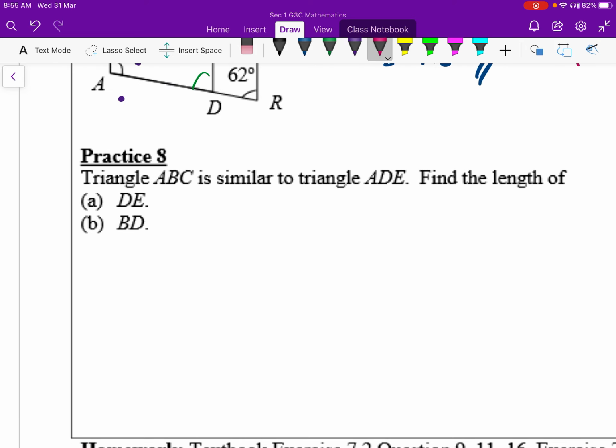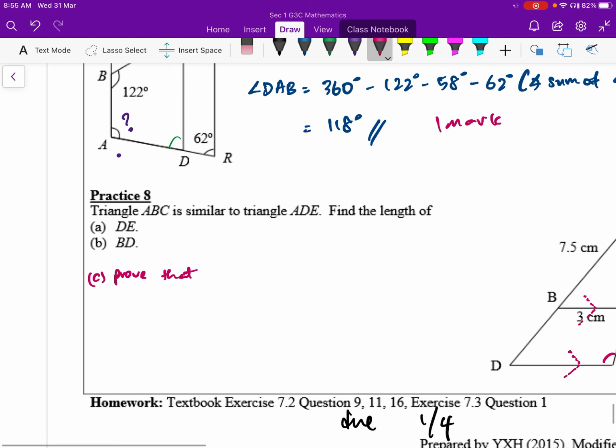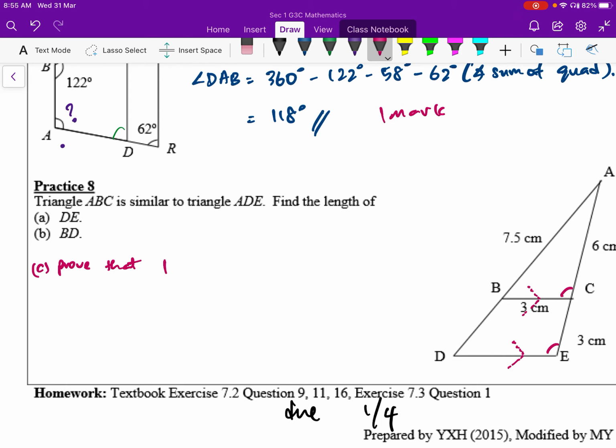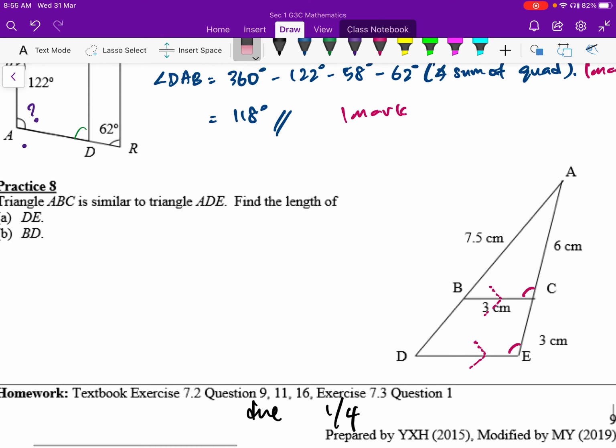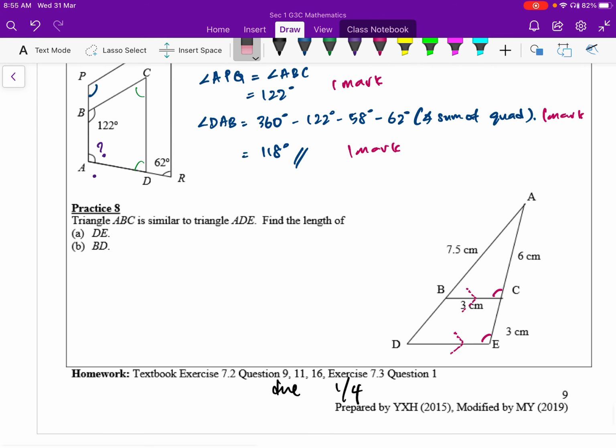If it is me, I will have a part C, prove that BC is parallel to DE. Then the presentation will be very crucial here. Since that wasn't asked, let's just go ahead and do our DE.